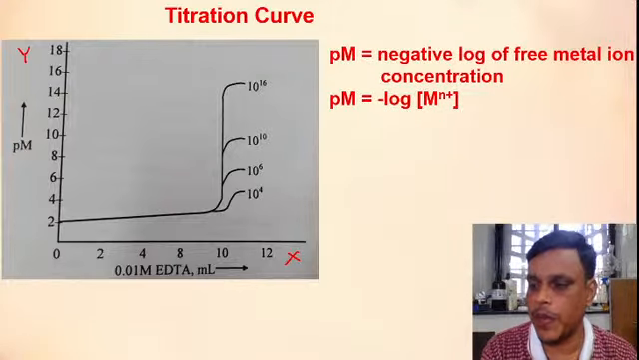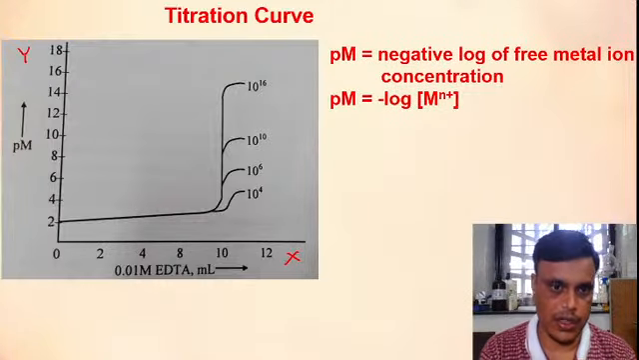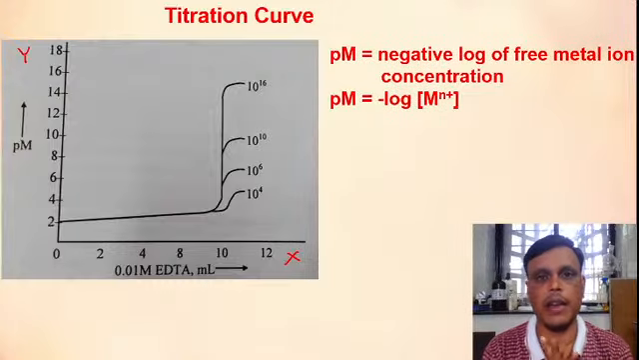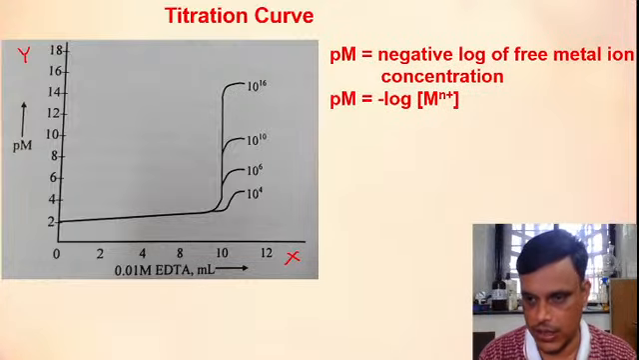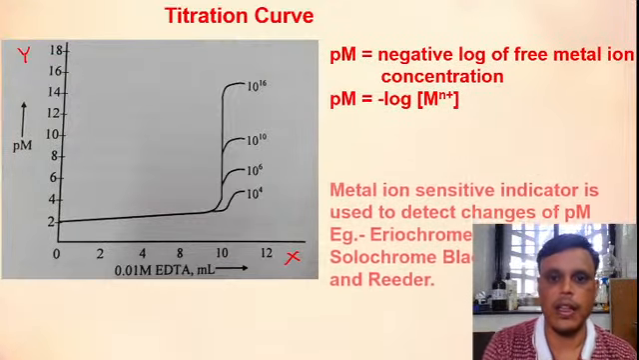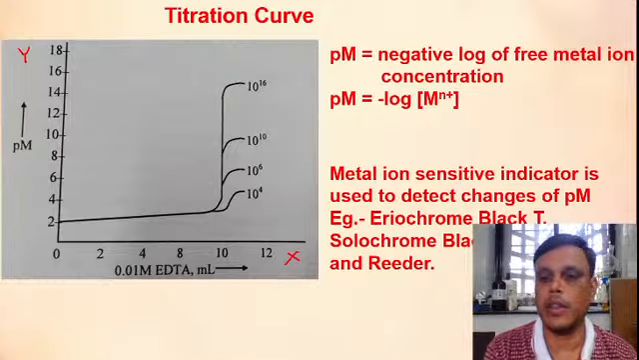So what is pM? pM is nothing but the negative log of free metal ion concentration. Understood what is pM and what is the equation of pM? Okay, then the metal ion sensitive indicator is used to detect the changes of pM.